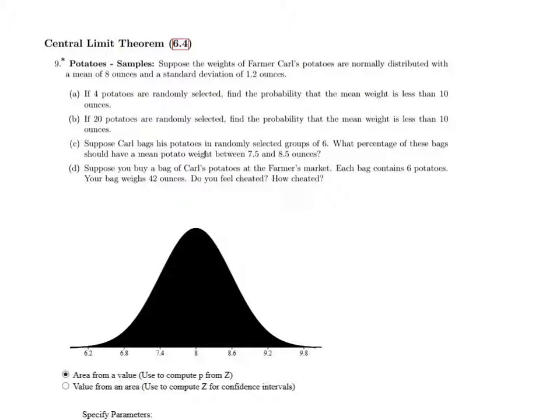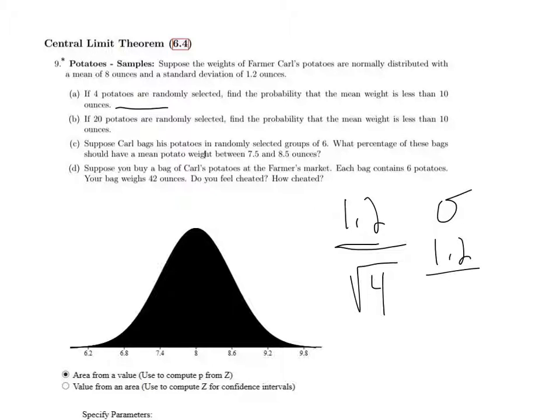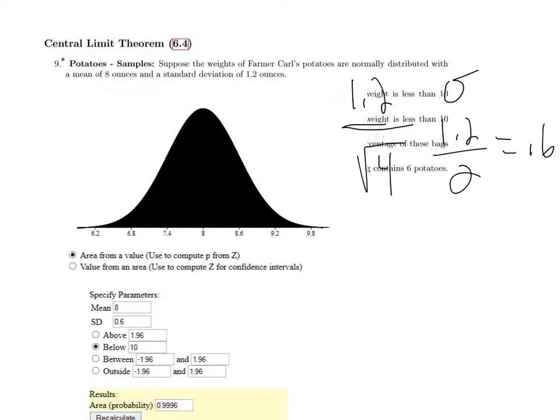So for A, we get a sample size of 4 potatoes. So 1.2 is our standard deviation for the population, which symbolically we should be using that lowercase sigma. Then we're going to divide that by the square root of 4, because for part A we're talking about 4 potatoes. So 1.2 divided by 2, because the square root of 4 is 2, is 0.6. Now you can use z-scores and a z-table if you prefer, but I'm going to show you how to do this with the applet because I prefer using the applet.